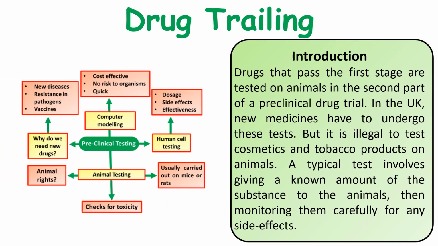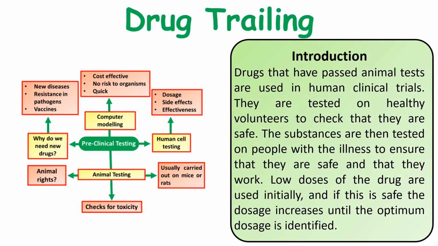Drugs that pass the first stage are then tested in the second part of the preclinical trials on animals. In the UK, medicines have to undergo these tests. It's illegal for cosmetics and tobacco products to be tested in this way now. A typical test involves giving a known amount of a substance to an animal, usually a small mouse or a rat, and monitoring the side effects. We use mice and rats because they are genetically very similar to humans.